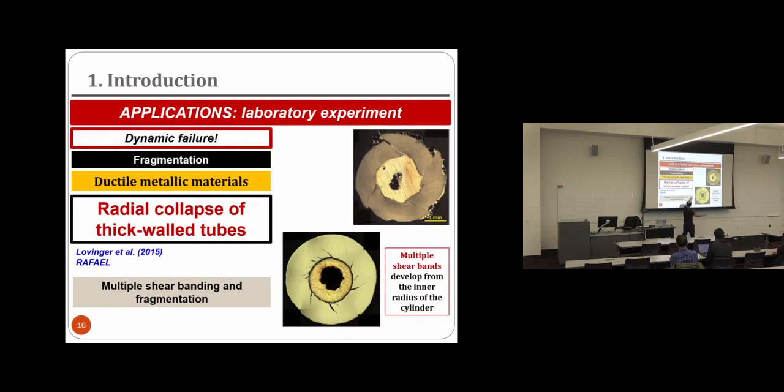So the issue is that when we subject the specimen to this high strain rate compression loading, we observe that a number of shear bands appear at the inner diameter of the sample and they propagate, okay, following the maximum shear stress direction. So this experiment is very interesting because instead of having a single shear band like in the two previous cases, we have multiple shear bands appearing, basically because of the radial symmetry of the problem.